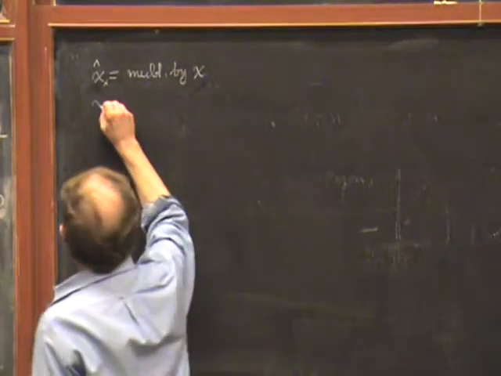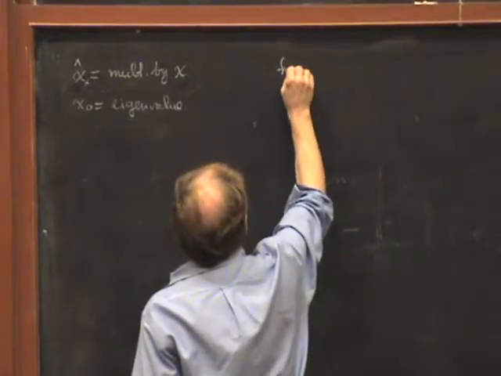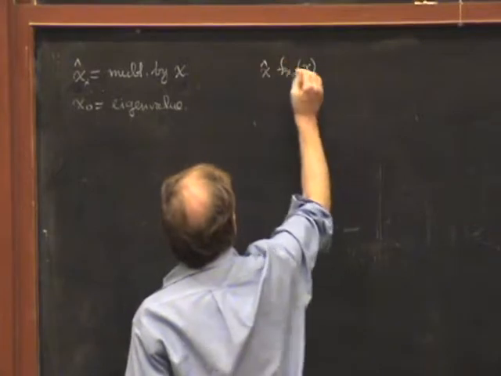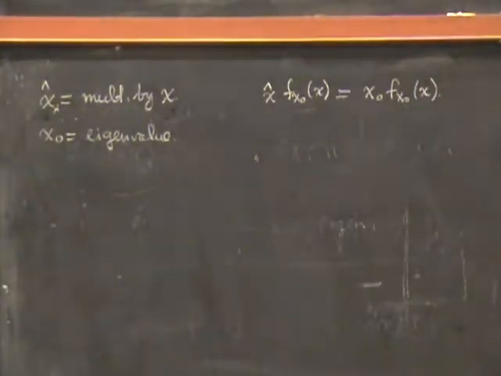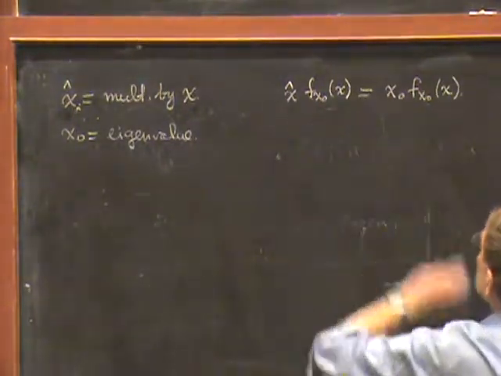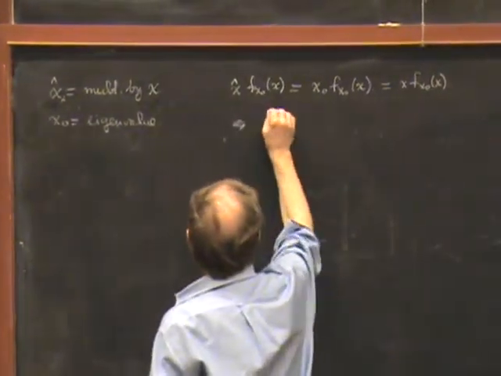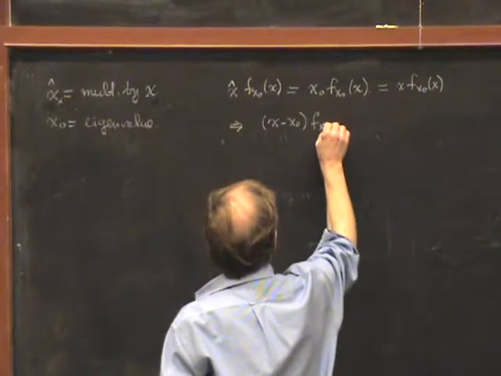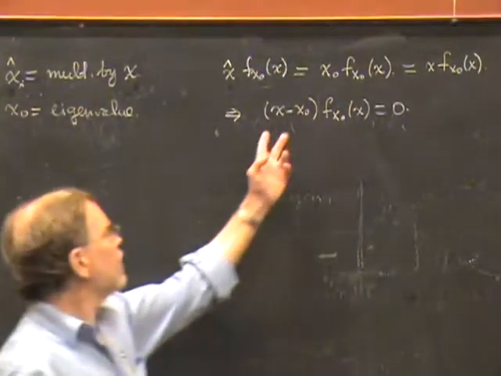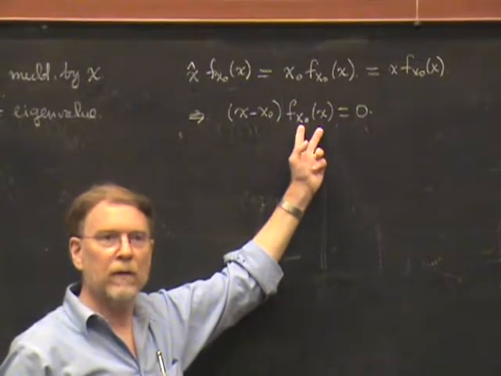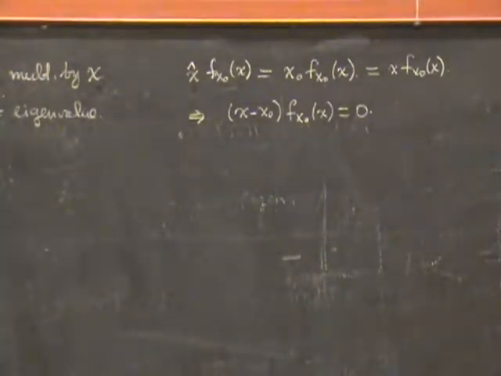All right, and let's let x0 be the eigenvalue, and let's let f_x0 of x be the eigenfunction. So we want x hat acting on f_x0 to equal x0 times f_x0 of x, like this. However, since x hat just means multiplication by x, this is the same thing as x times f_x0 of x. If you put these together, this implies that (x minus x0) times f_x0 of x is equal to 0, which implies that either x equals x0 or else f_x0 of x is equal to 0. This function must vanish everywhere except at x equals x0. It can only be non-zero at one point, is what this is saying.